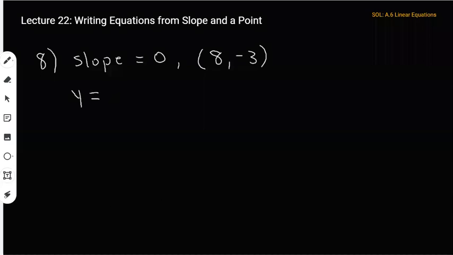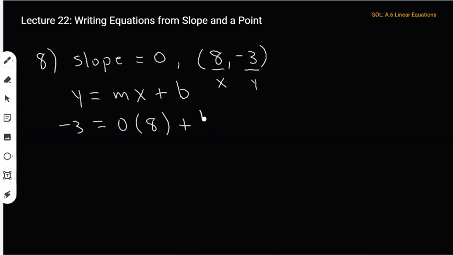So as usual, I'm going to write out y equals mx plus b. My y value is going to be this -3 right here. My m is going to be 0. That's the slope. And then in parentheses right beside it, I'm going to put my x value, which is 8. But it doesn't tell me what b is, so I have to keep that as a variable for now.